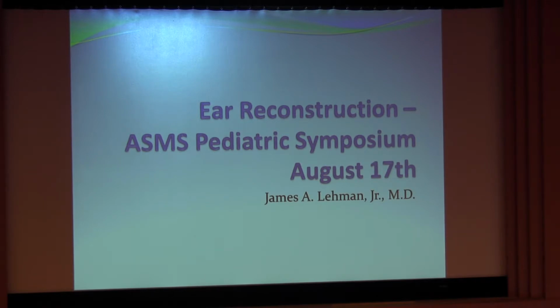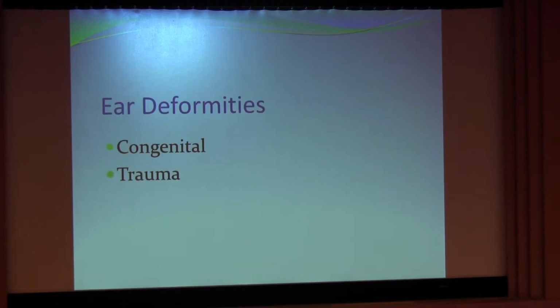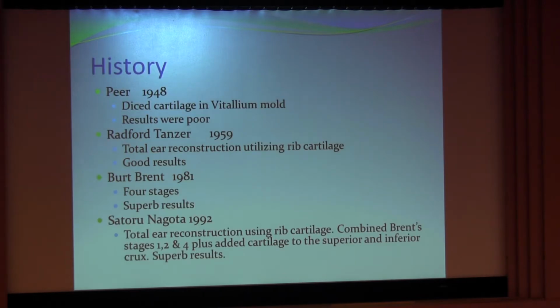So I'm going to present my experience over 41 years about autologous ear reconstruction and how I got where I ended up getting. So ear deformities are congenital and traumatic. And if you go and look at the history, here in the late 40s, he took diced cartilage and put it in Vitalium molds, and then took the mass that he had and put it where the ear was supposed to end up, and the results weren't very good because there wasn't much stability.